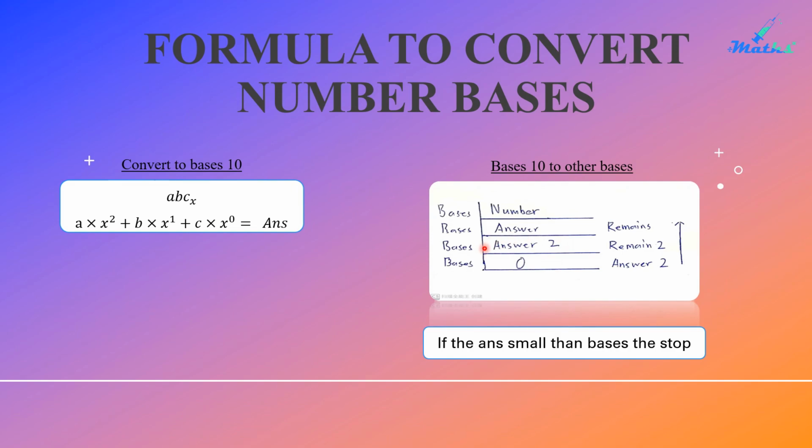If the answer is smaller than the base, then you stop, take the last answer, and put it below the remainders. You will get the final answer by reading the remainders from the bottom up, which is the answer 2 and 2. So let me do some examples for you.